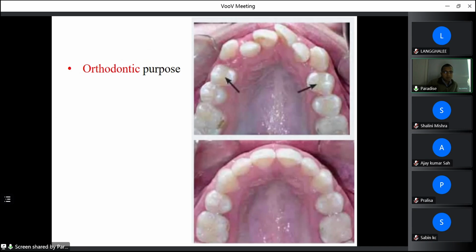And there is orthodontic purpose. Most commonly, we extract the first premolar for orthodontic reasons. Other teeth can also be extracted, but the most common is the first premolar, because the space created by its extraction can be used for alignment of both the anterior teeth as well as the posterior teeth.